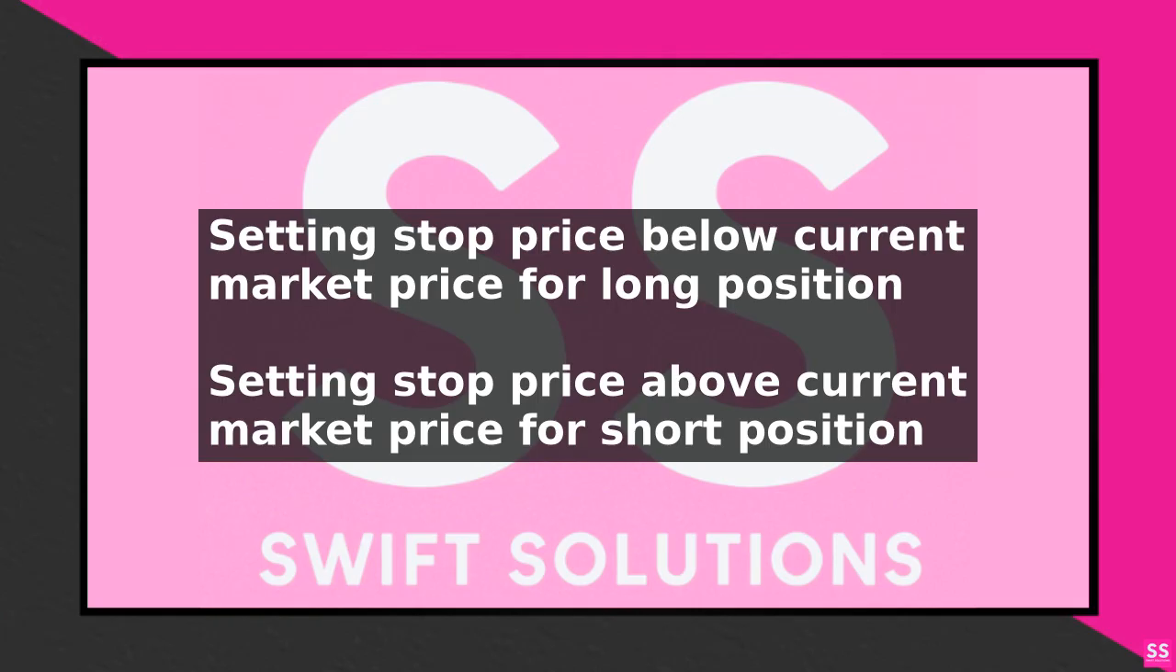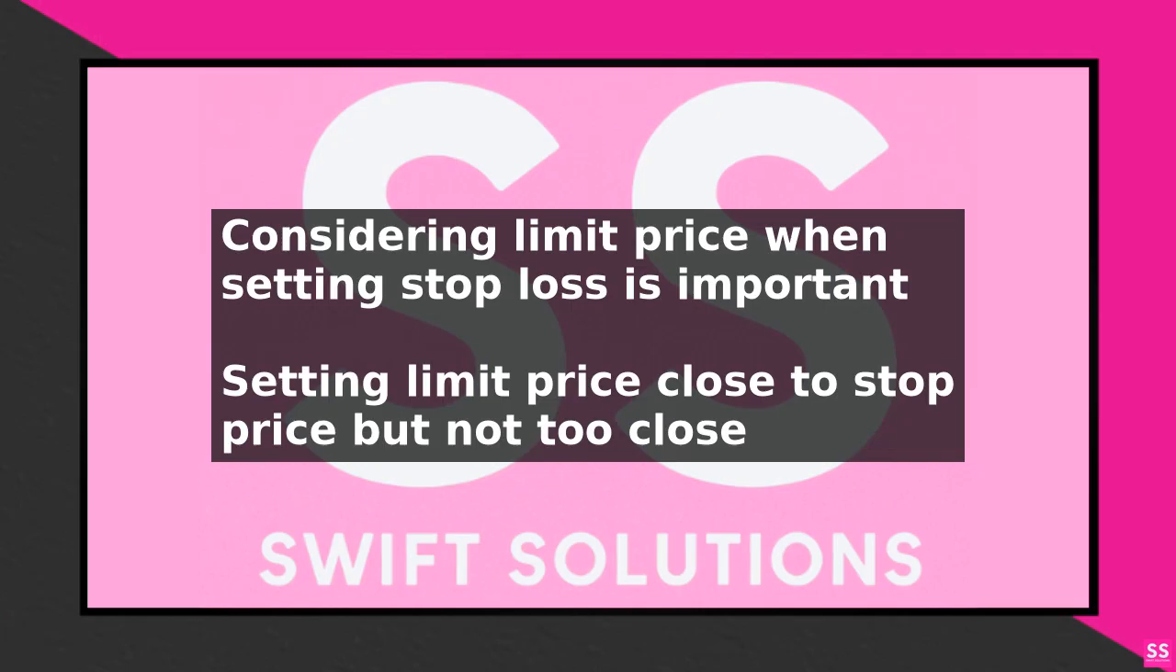To set a stop loss, you will need to set the stop price below the current market price for a long position, or above the current market price for a short position. For example, if you are long a call option and the current market price is $10, you may want to set a stop loss at $8. This means that if the price of the option falls to $8, the stop limit order will be triggered and the order to sell the option will be executed at the limit price.